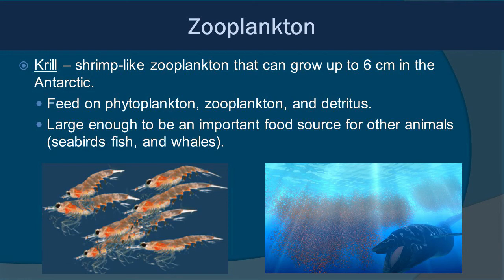Now let's talk about krill. Krill are shrimp-like zooplankton that can grow up to about 6 centimeters in the Antarctic. They feed on phytoplankton, zooplankton, and detritus, so they're big carnivores in that instance and primary and secondary consumers. They are large enough to be an important food source for other animals such as seabirds, fish, and whales, which is a huge thing for big whales.